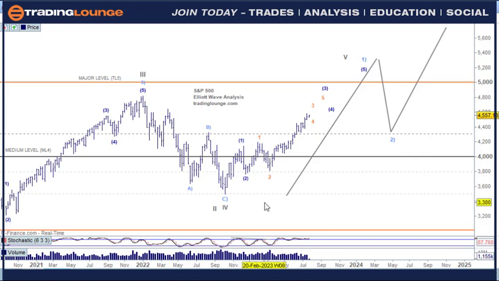My original thing is that we can look at this as an ABC here. If the 4,000 became the resistance, then we would look for another leg to the downside. If this became the support here, then we'd be looking to the upside. So this 4,000 was my line in the sand, and that's partly why we've been bullish, and we've been bullish pretty early on in the piece, I must say.